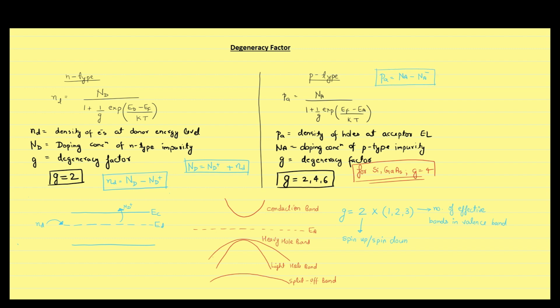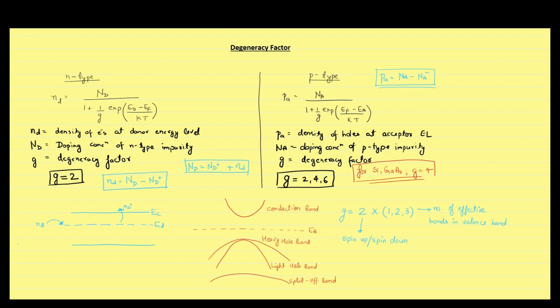The most important point in this lecture is to remember the fact that the degeneracy factor can be different for p-type and n-type semiconductor, and remember the value of the degeneracy factor for p-type impurity for silicon and gallium arsenide, which is equal to 4.